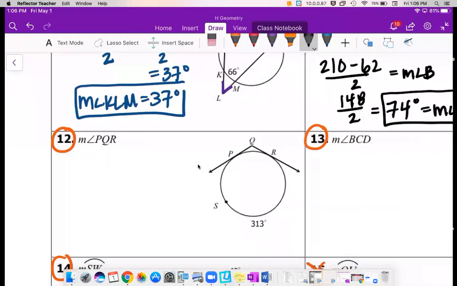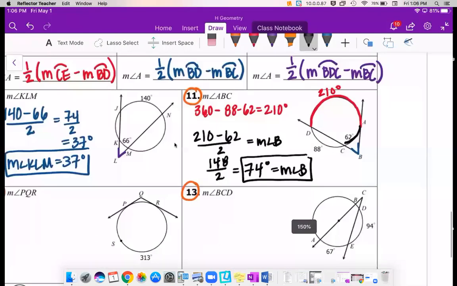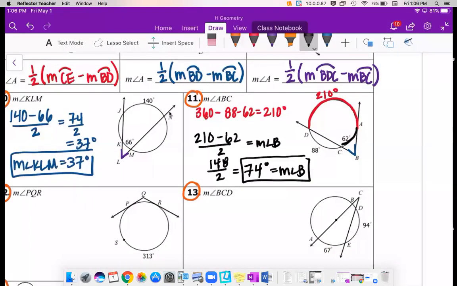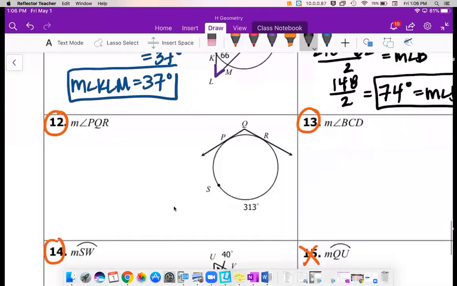Okay, this one, notice we've done 3 examples so far. We've done the secant because you have 2 lines that are intersecting your circle. This one was a secant and a tangent, and now this last one right here is going to be 2 tangents because they only intersect the circle once, but it doesn't change.